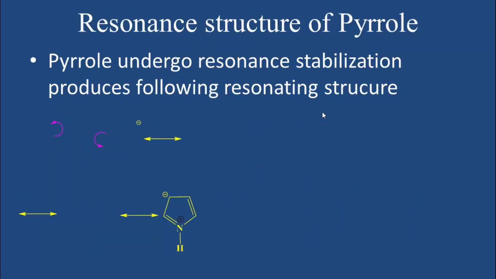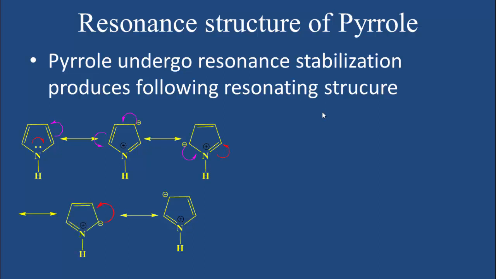Then we discuss the resonance structure of pyrrole. As we know, the lone pair of electrons present on the nitrogen is parallel to the unhybridized p orbitals of the carbon atoms present in the pyrrole, and the lone pair of electrons on the nitrogen undergoes resonance stabilization, and produces the following resonating structures. This is the resonating structure of the pyrrole. This is the resonance delocalization of pyrrole.